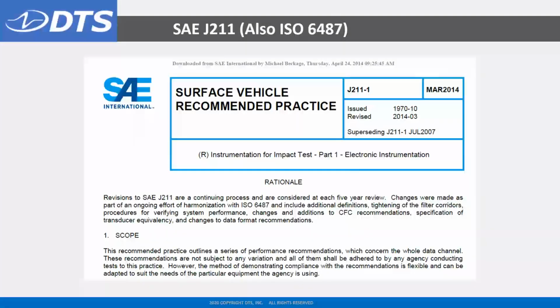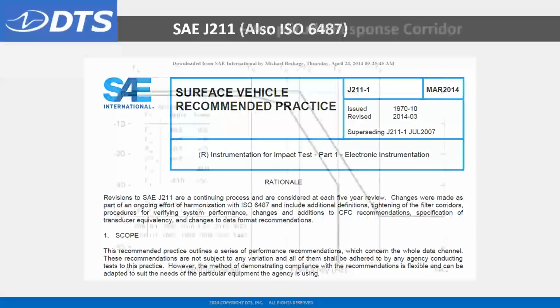A key recommended practice in our world is SAE J211. It's also known as ISO, for International Standards Organization, 6487. And this is instrumentation for impact tests. Part one is electronics. Part two is actually imaging. So if you're taking images, high-speed images of a test, this also applies to you. Very important. And this is only one of many, but one that we rely on heavily.